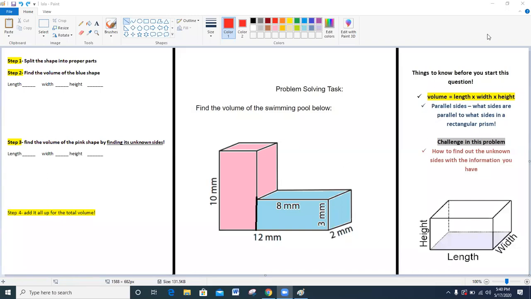Okay, so I'm back, and things that you need to know before you start this question. So you need to know what volume is. Volume is length times width times height. You need to know parallel sides, like you need to know that this is parallel to this. The challenge in this problem is how to find the unknown sides with the information you have. So using what you know about parallel sides, you're going to calculate the missing numbers, and then you're going to solve. So let's start. Step one, split the shape into proper parts.